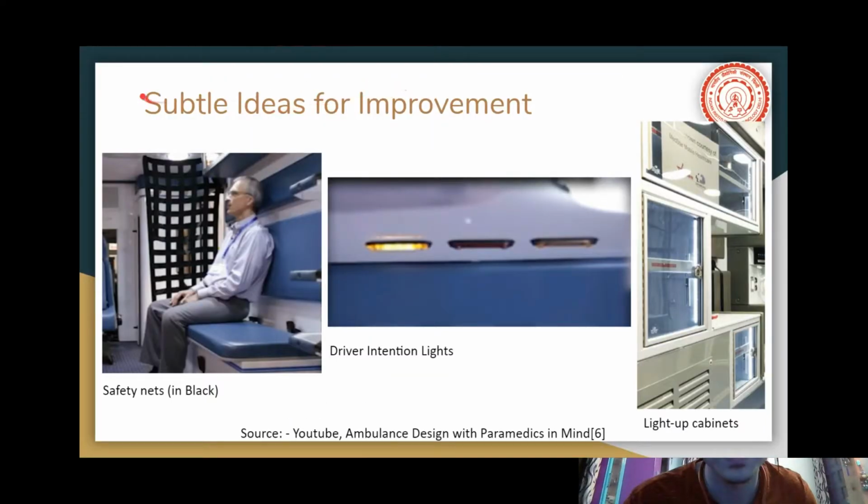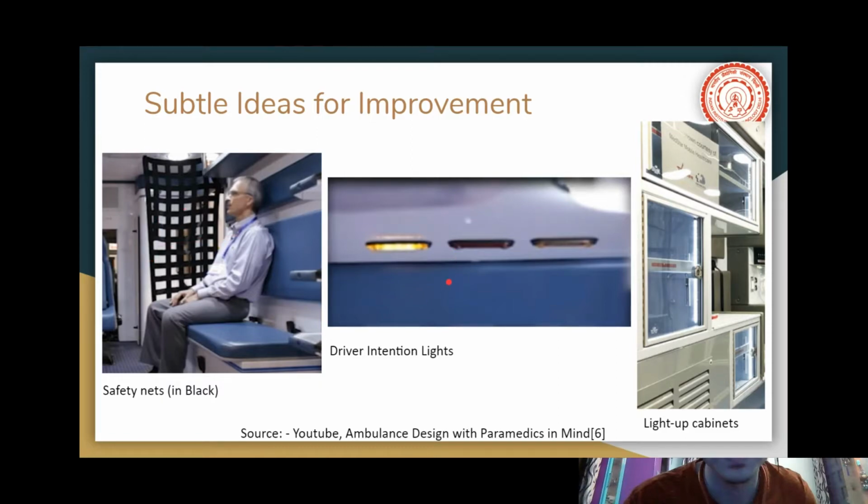Subtle ideas for improvement are also being implemented. So there are things like safety nets here. In case of a crash of the ambulance, the people sitting on the squad bench can have some sort of a safety net if they fall forward.